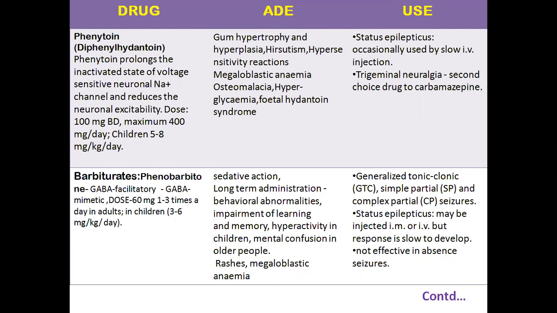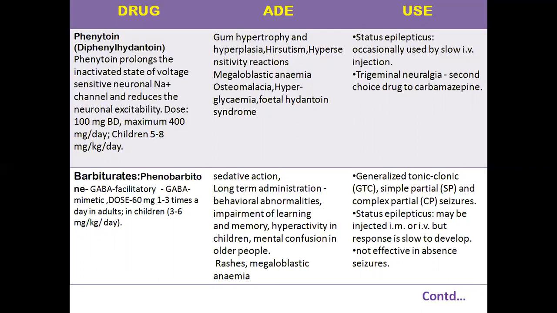So, what are the adverse effects of phenytoin? It produces gum hypertrophy, hyperplasia, hypersensitivity reaction, megaloblastic anemia, osteomalacia, and fetal hydantoin syndrome.